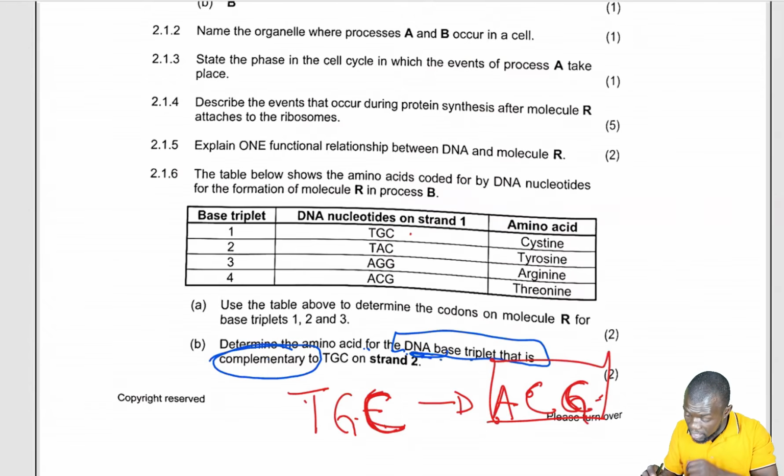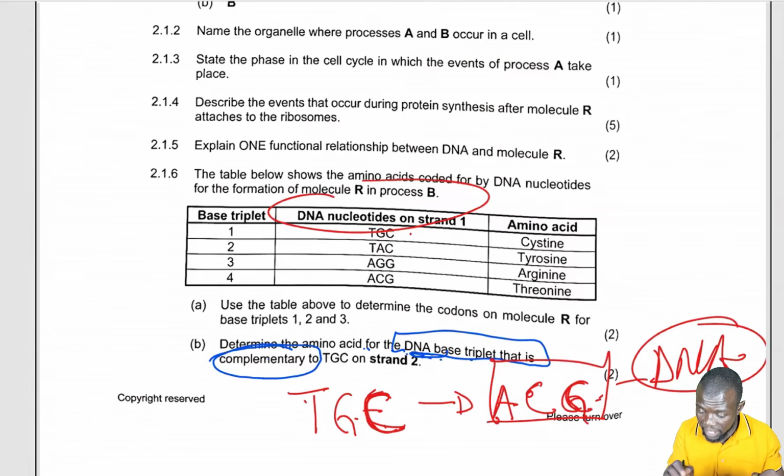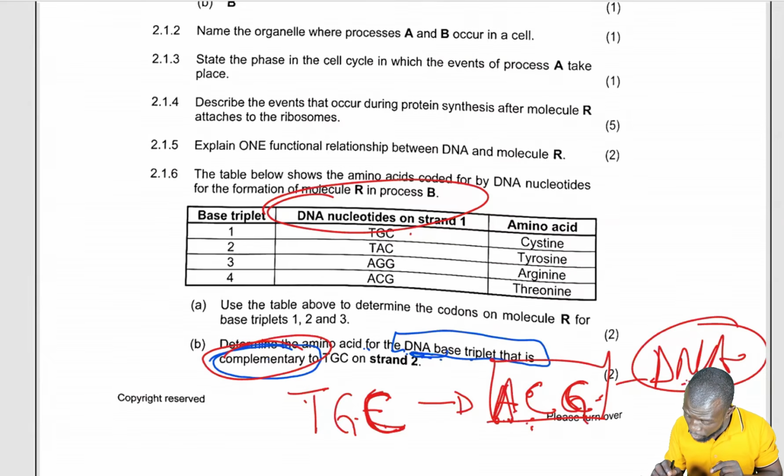So this is still DNA. It's not messenger RNA, because what is given here is DNA. So they are just looking for the complementary. Since they are looking for this, I'm going to look for this. So it's going to be ACG, which is threonine. So that is the correct answer.